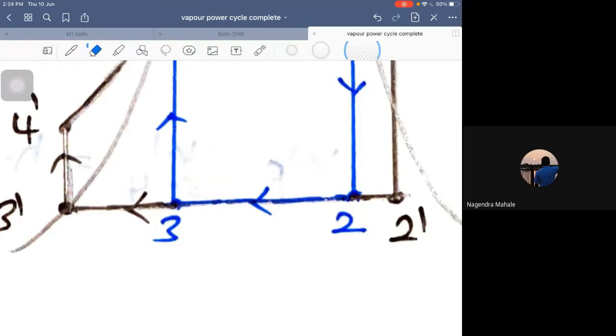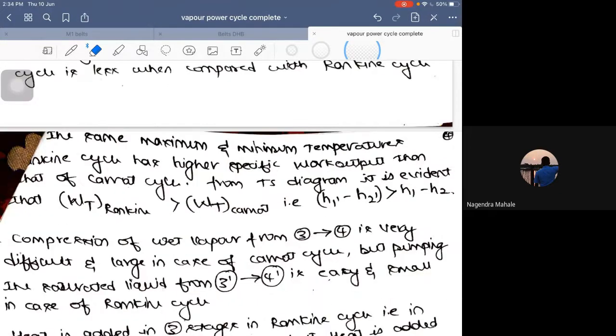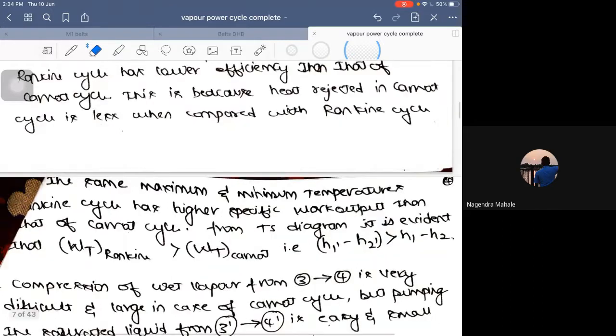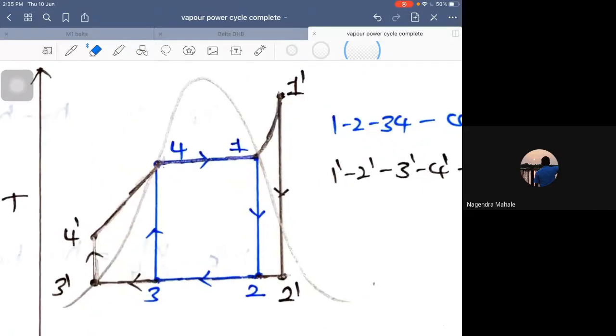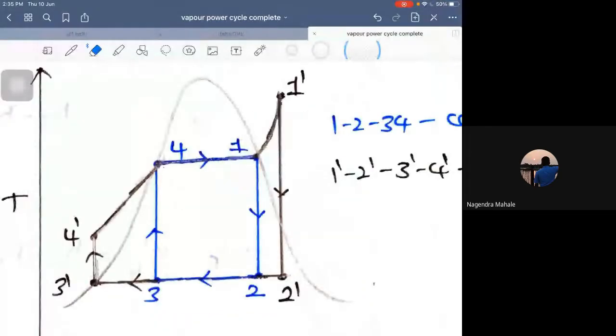Next point. Same. Anyone? For the same maximum and minimum temperature, Rankine cycle has higher specific work output than the Carnot cycle. So, when I compare the work output, where will I get the work output? Where will I get the work output, anyone? Work output, which process? Very good. So from 1 to 2 I get the work output.